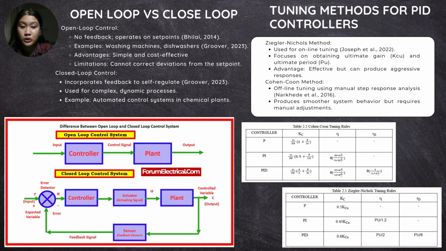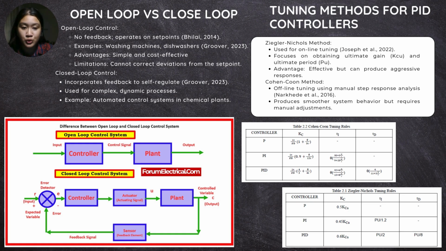However, closed loop control incorporates feedback to self regulate and it uses more complex dynamic processes. For example, it is like an automated control system in chemical plants. From the picture below, as you can see, the circle X part, the area detected, is also actually the set point.